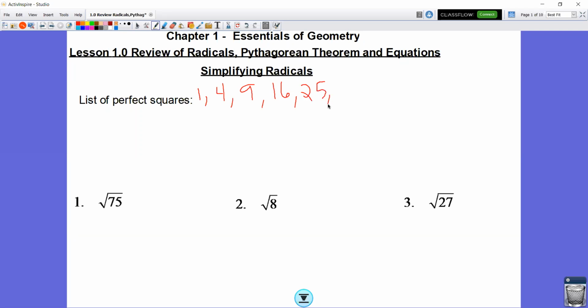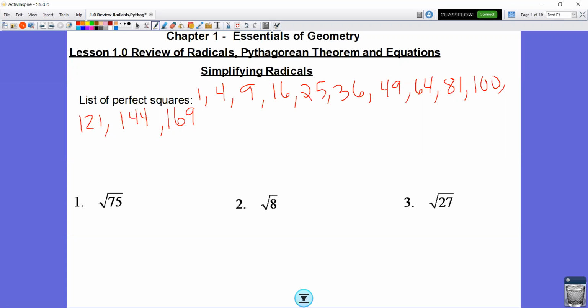25, 36, 49. Sorry about my pen. It's really hard to write on the screen. 64, 81, 100. I'm just going to go to like 13, I think. 121, 144. And I believe it's 169. I am now having a brain fart. 13 squared. I'm pretty sure that's right.